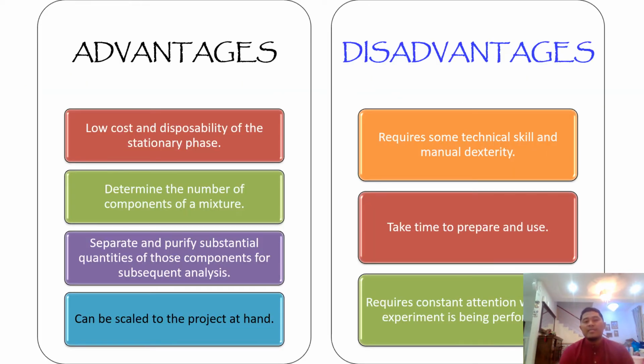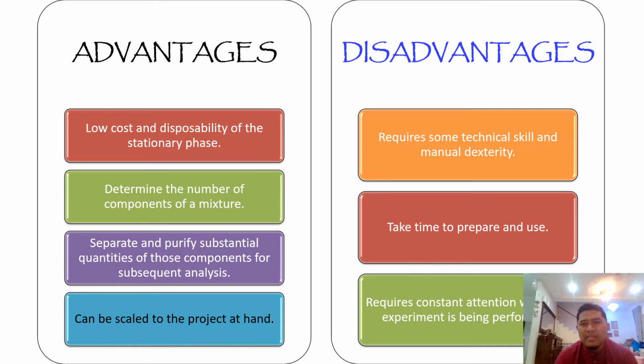Advantages and disadvantages of this column chromatography. Advantages: it contributes low cost and disposability of the stationary phase. Determine the number of components of a mixture. Separate and purify substantial quantities of those components for subsequent analysis. Can be scaled to the project at hand.